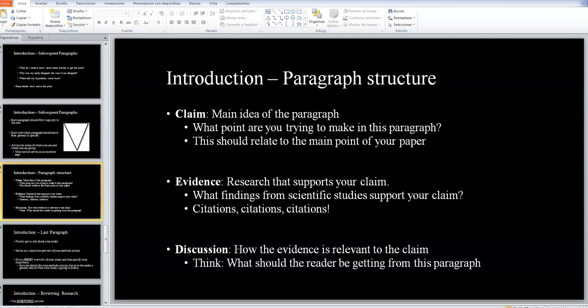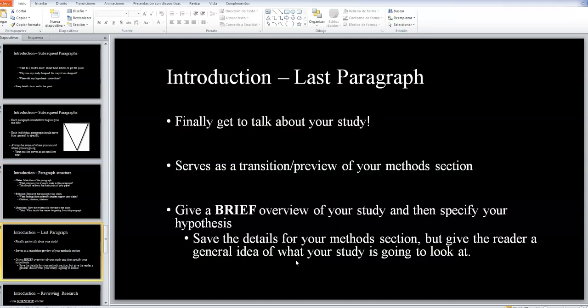Some information, the main idea of a paragraph, what backs your ideas. Make sure that you always provide evidence for any idea that you're throwing out there, and then say how the evidence is relevant. And finally, you get to talk about your study. And this will be a transition, a preview of the methods section. And the methods section is where you're going to discuss specifically all the steps.